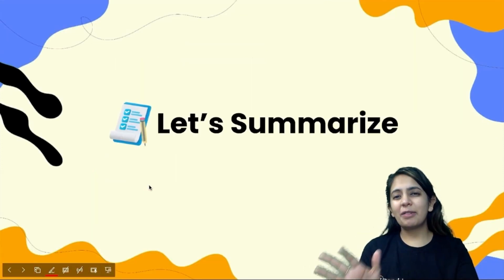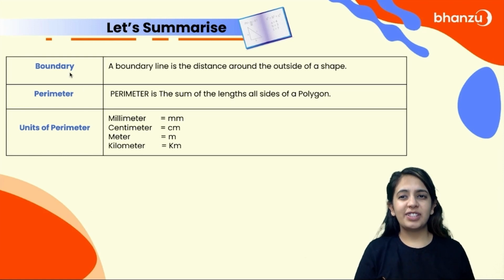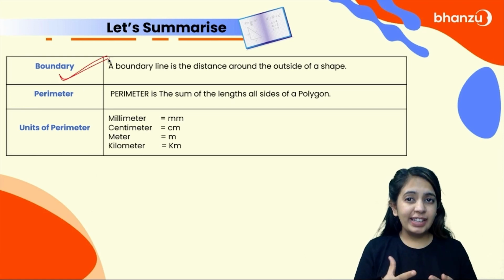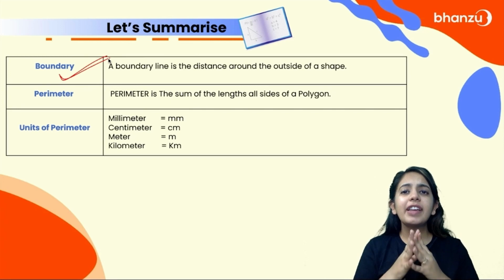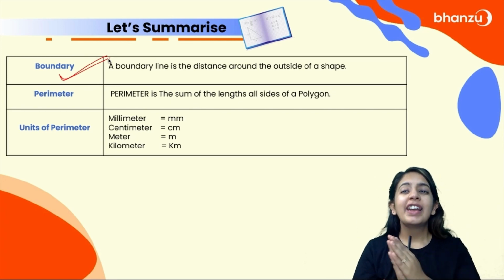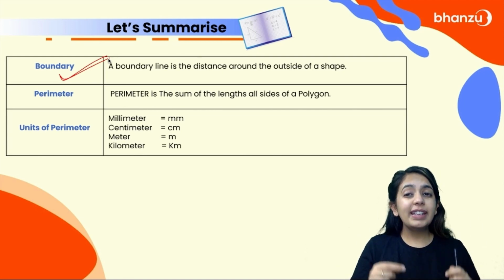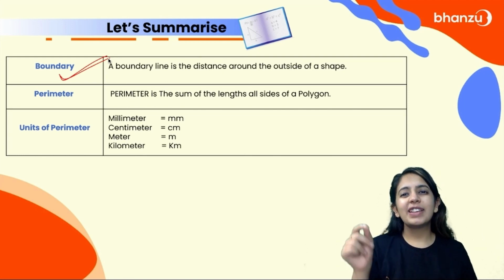Alright, now it's time to summarize whatever we have learnt in today's class. We have learnt about boundary. That a boundary is actually the border or the outline of any shape. It separates the inside of the shape to the outside of the shape. Now, what is a perimeter? The total length of that boundary or the total length of all the sides of that shape is the perimeter.